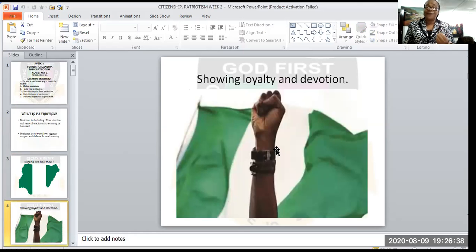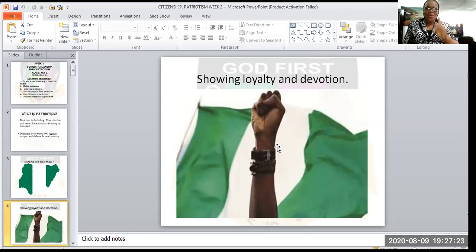Showing loyalty and devotion. I pledge to Nigeria, my country, to be faithful, loyal, and honest. You must be loyal to Nigeria, our beloved country. It's our beloved country. We must be loyal and devoted to the development. We must be devoted to the structures. We must be devoted to our government. We must be devoted to seeing our country better itself. Yes, it's our duty. As citizens of this nation, we must be able to show loyalty.